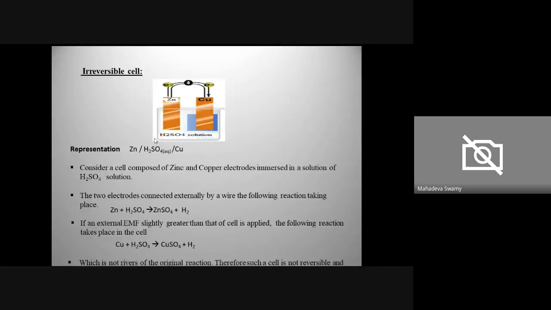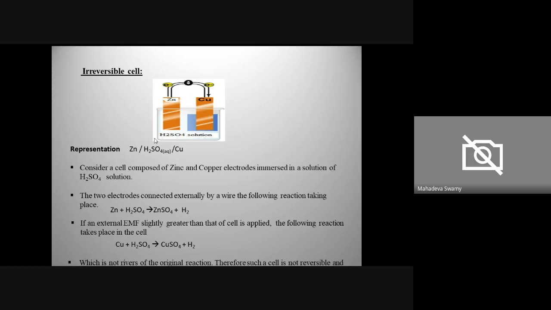First one is zinc. Why? Because it has a lower electrode potential value, so the reaction is faster. This Zn goes to Zn2+ and reacts with H2SO4, giving H+ and SO4 2-. Then it reacts with Zn2+ and forms ZnSO4, zinc sulfate formation. Then it liberates hydrogen gas. So this is the first reaction.